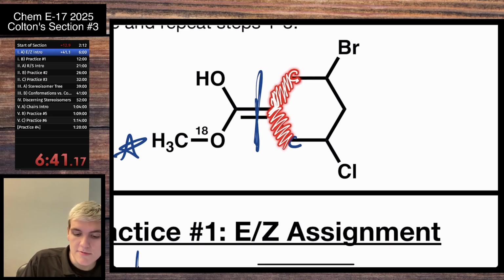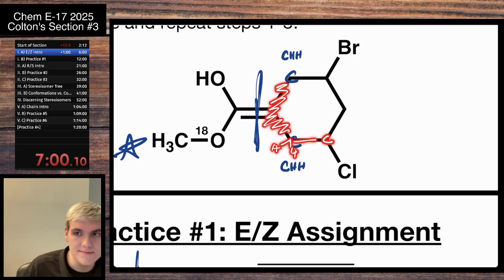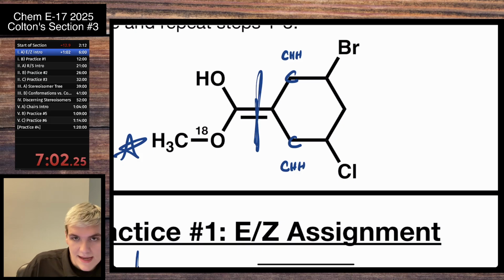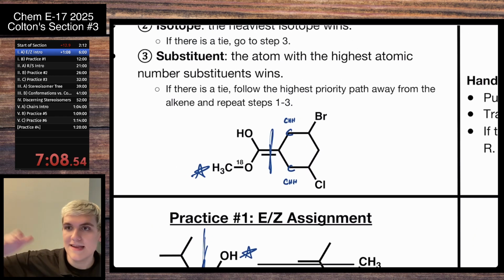Well, this carbon has 2 implied hydrogens here, and it has a bond to this carbon. So the way we write out the substituents here is CHH. The bottom one is going to be the same thing, CHH. There are 2 hydrogens on here, and then it's attached to a carbon. Again, we never really want to go back for the most part. Then we see these are tied, CHH, CHH. And so if we tie, we go one step out and do the same exact thing.